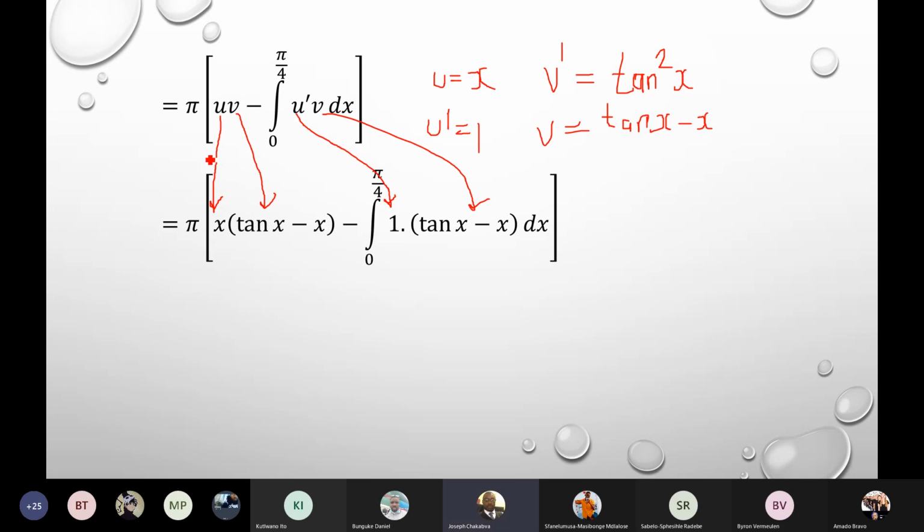Okay, so you can see it's just basic integration by parts, which I strongly feel you need to know. You have to know it by now, as easy as that. Because it's part of module 2, it was done in N5 as well.